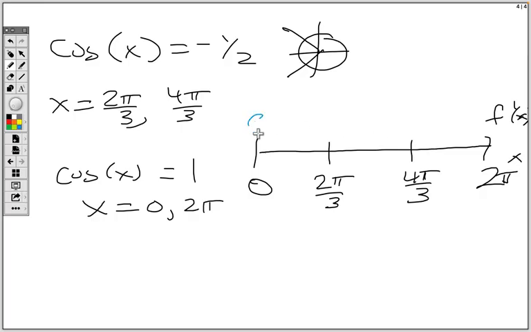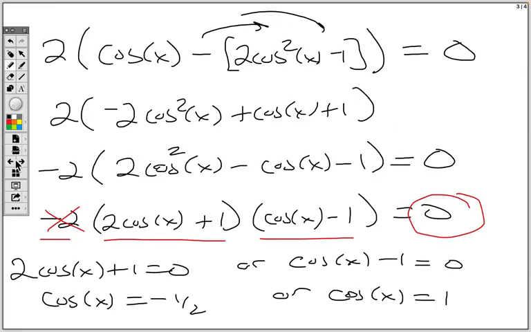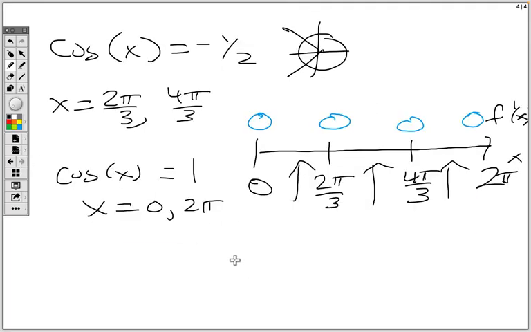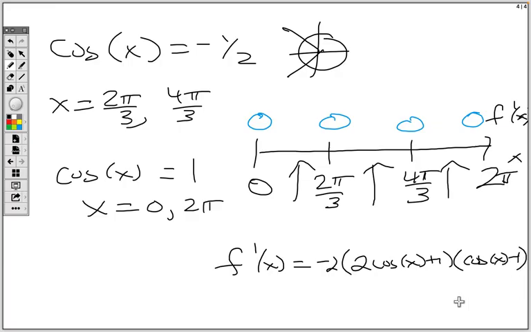And the f prime of x is 0 at all these points. So now I need to check what's going on in between. So I go back to my derivative here, f prime of x, and I can go ahead and use this factored form because it might be easier for us to gauge plus and minus. So this is the factored form. So we're going to go ahead and write the factored form down here. It's a negative 2 times 2 cosine x plus 1 times cosine x minus 1.